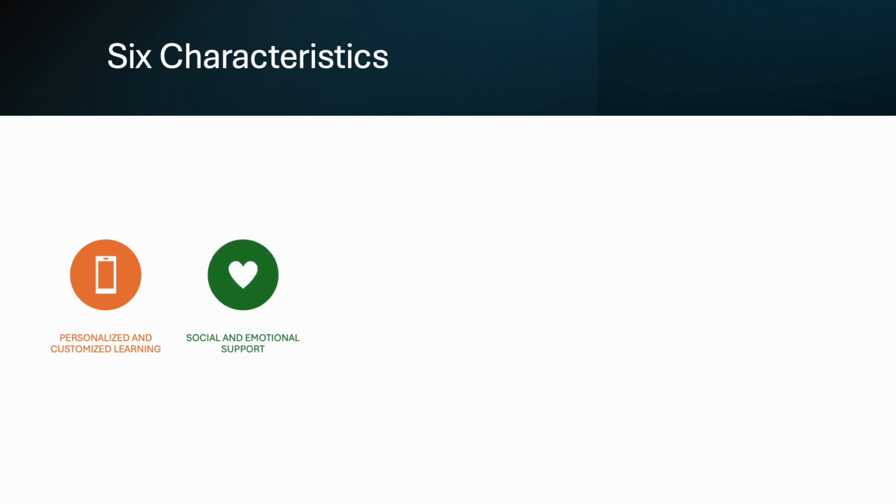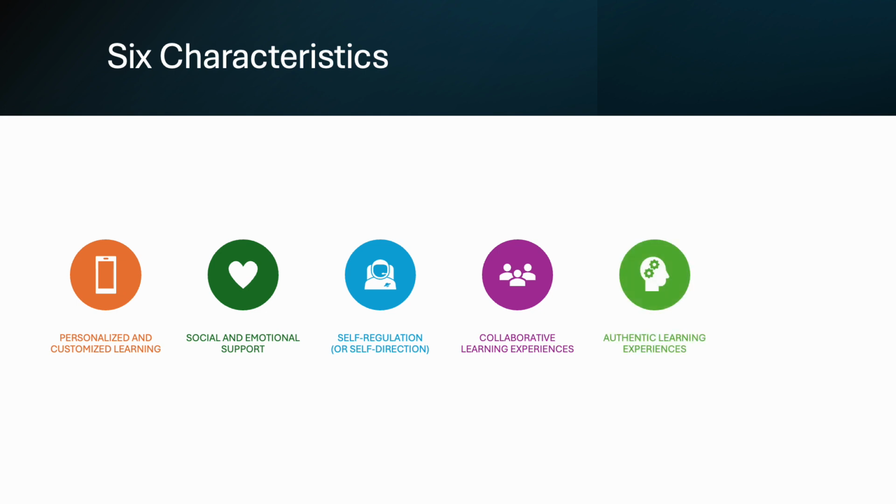As you can see here, learning-centered instructional approaches have 6 characteristics to be aware of. They have personalized and customized learning, social and emotional support, self-regulation or self-direction, collaborative learning experiences, authentic learning experiences, and assessment for learning integrated with instruction.